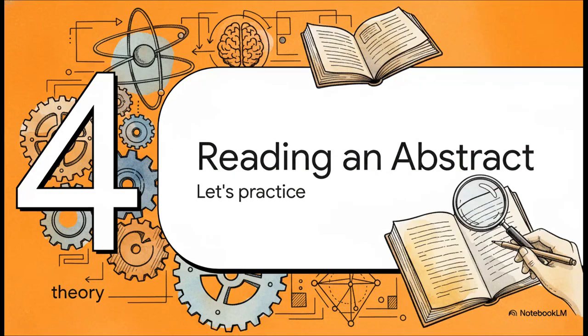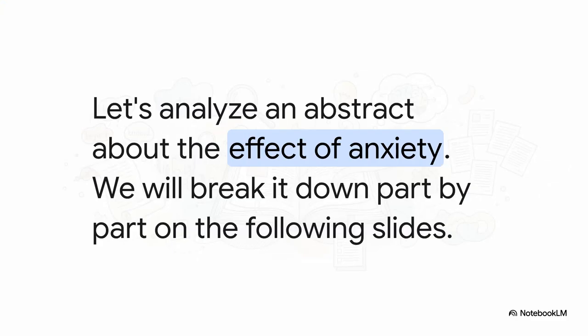Okay, that's the theory. Now, let's put it into practice. We're going to look at a real abstract together and see if we can identify those 5 parts we just talked about. Here's the abstract we'll be looking at. The topic is the effect of anxiety on optimism. I suggest you pause for a moment to read the full text. When you're ready to continue, we'll go through it and analyze it section by section.